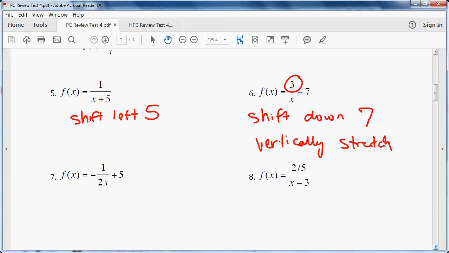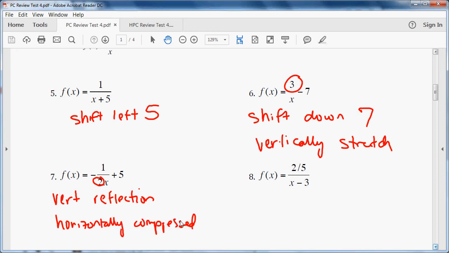On number 7, first, the negative we see is out front. So that means it's treated as the outside, so it's going to be a vertical reflection. It's reflected across the x-axis. The 2, that is inside the denominator. So that means it's horizontal because we think of it as inside. It's greater than 1, so it's a horizontal compression. And that 5 is on the outside. It's not inside the denominator, it's outside it, so that's going to tell us it shifts up 5.